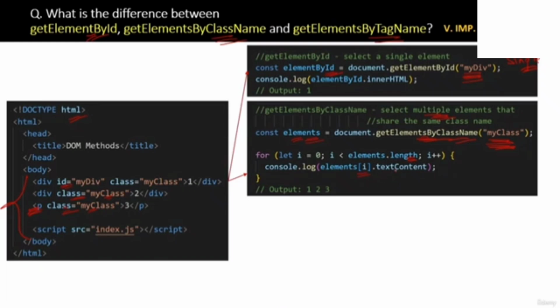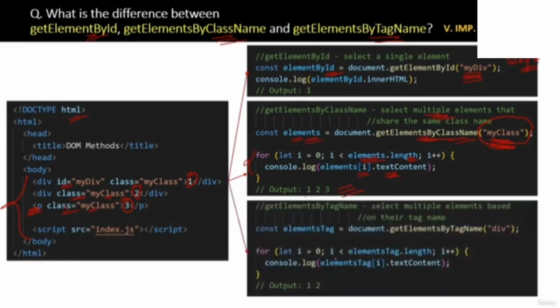So that's why it is different from an array. Then we can use a for loop to iterate the elements of the array-like object one by one like this, and output each element by using its index. You can see the text content is 1, 2, 3 for the three elements whose class name is myClass, as you can see in the HTML. So that is getElementsByClassName.